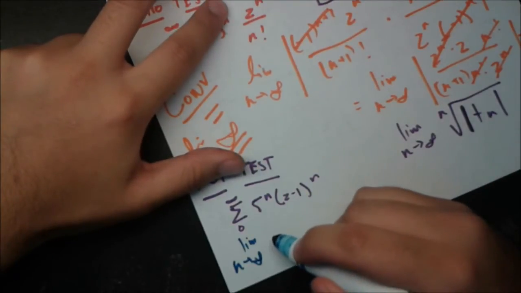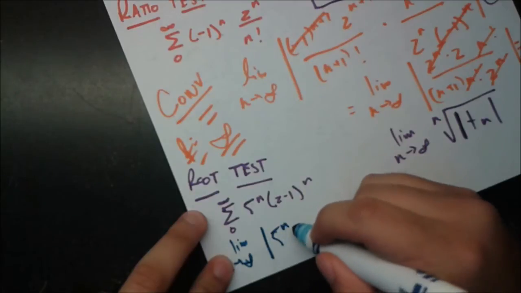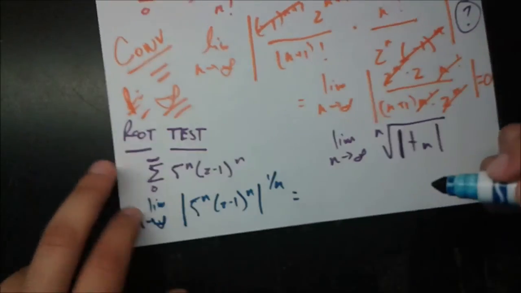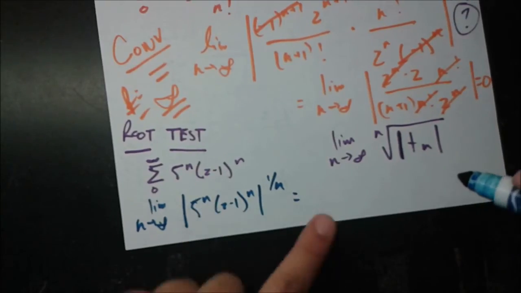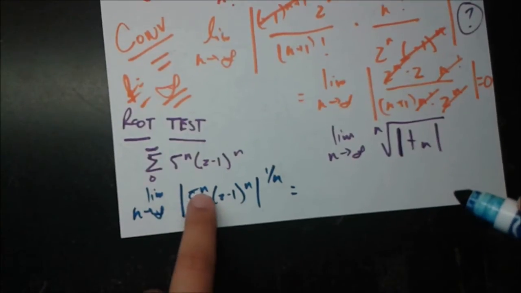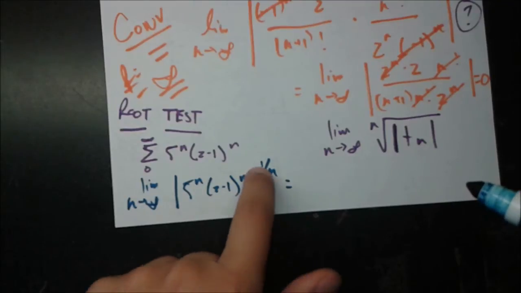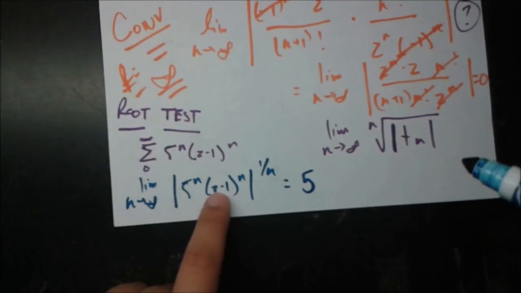So t sub n will be 5 to the power of n, z minus 1 to the power of n, all to the power of 1 over n. And now since 5 to the power of n is positive no matter what, we can take it out of this absolute value altogether. And then we have 5 to the power of n times to the power of 1 over n. So this n and 1 over n cancel out to make simply 5. And then we have z minus 1.